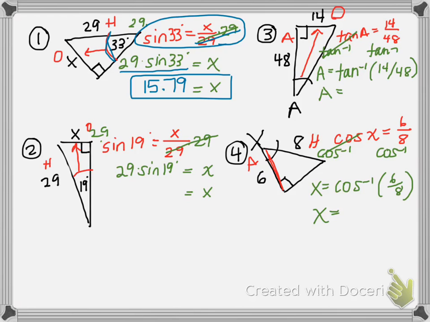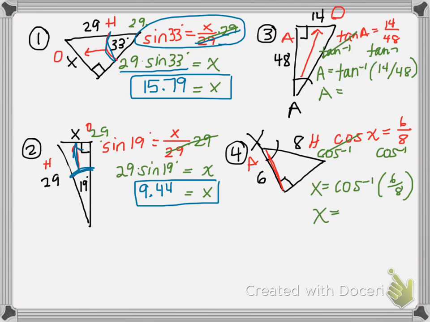Now for number 2, we have sine of 19, because again we have our angle and we have our opposite and our hypotenuse. So we have sine of 19 is x over 29. We multiply 29 on both sides to get our side length that we have, which is going to be 9.44. So we have our side length then of 9.44.